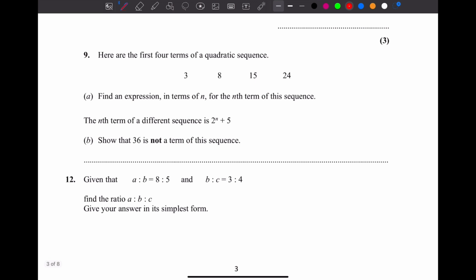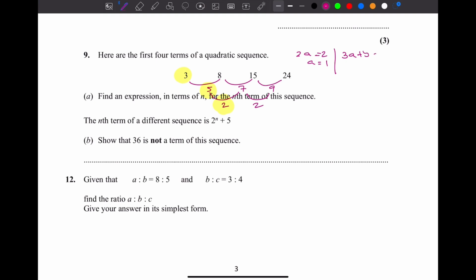Here are some quadratics. Find the expression on this one. That's an easy one. Remember, 3 to 8 is 5. 8 to 15 is 7. 5 to 7 is 2. That's also 2. Remember, these are the numbers you're looking at. Let's start. 2a is 2. a is just 1.